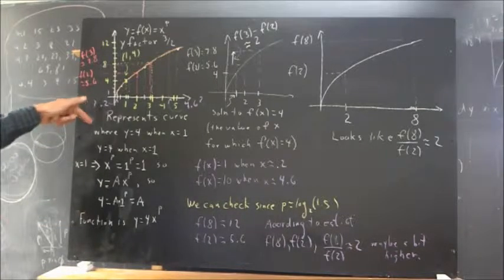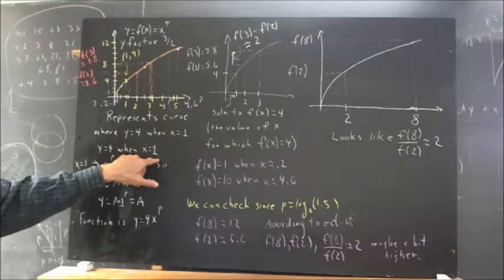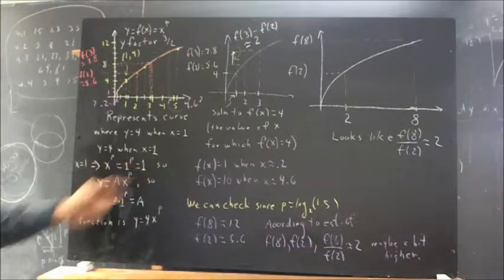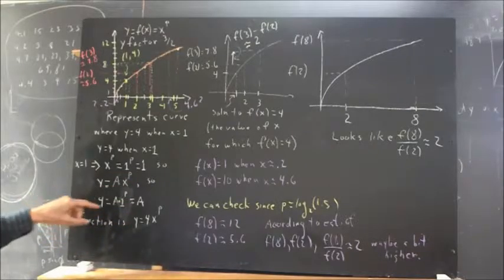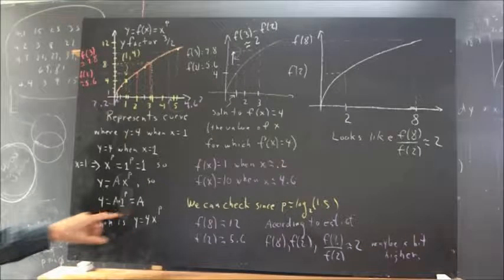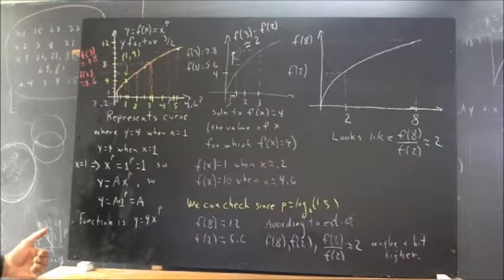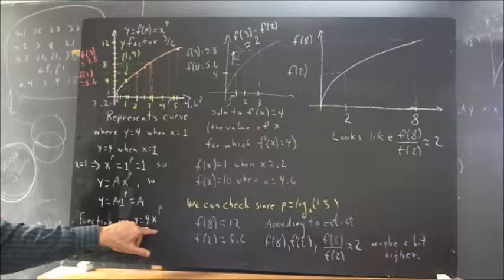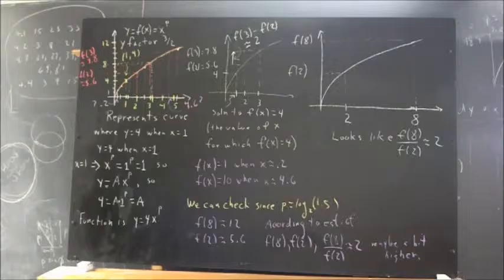This represents a curve for y is 4 when x equals 1. So y equals 4 when x equals 1. If it's y equals x to the p, well, 1 to the p is 1 no matter what p is. If y equals a x to the p, then 4 equals a times 1 to the p, which is equal to a. That means a is 4, and our function is y equals ax to the p, with a equal to 4, so our function is y equals 4x to the p, where p is the log to the base 2 of 3/2.